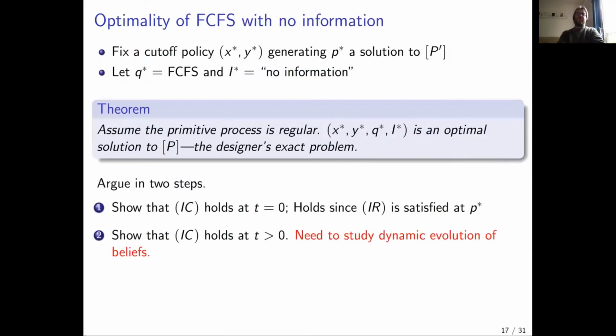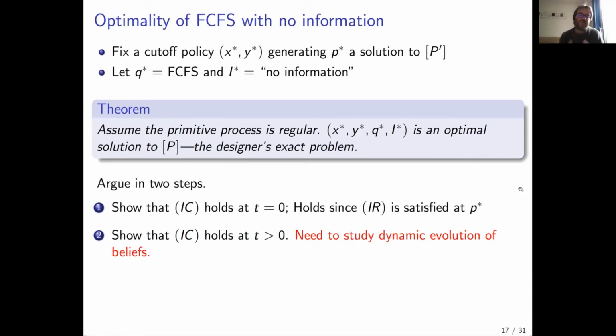So here's the main result, which gives a solution to the exact designer's problem. So let me explain what the result is. So first, fix a cutoff policy, x star, y star, which generates an invariant distribution, which is a solution to the relaxed problem. Again, this exists. You can actually find such a cutoff policy by the previous result. Now assume that the primitive process is regular. Then an optimal solution of the exact designer's problem is exactly this cutoff policy x star, y star. So this entry rule x star and exit rule y star, together with first come, first serve, and the no information rule, where again, this is no information beyond recommendations.